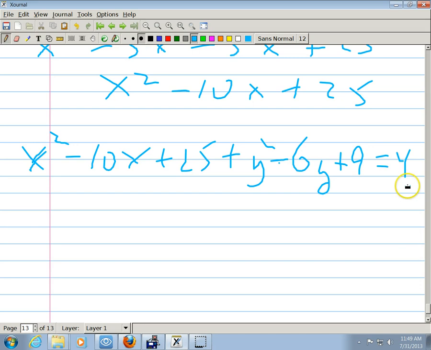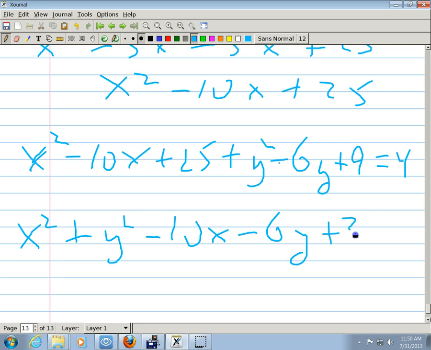So how do I set it equal to 0? What do you do with the 4? Subtract it. And notice they're like terms. There's a 25 plus 9, which is what? 34 minus the 4 is 30. So I'm going to write it this way. X squared plus y squared minus 10x minus 6y plus 30 equals 0. And that's what's known as the standard form or general form for a conic. A circle is a conic. What's a conic section? You have any idea what that means?